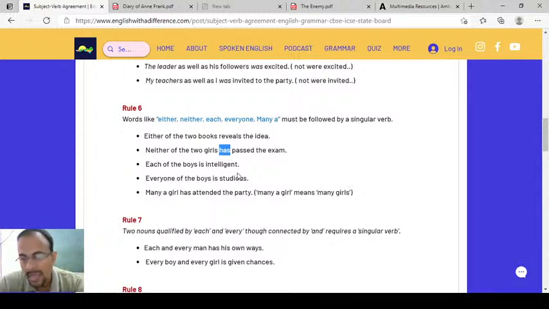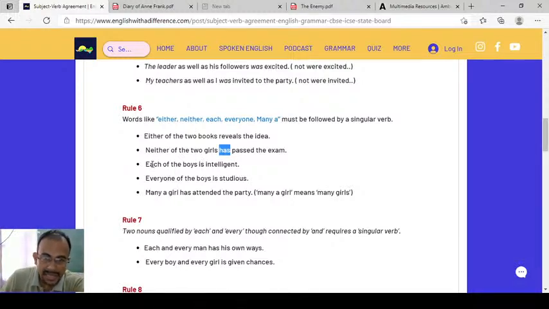Understood? And if you split it, if you scan the meaning of the sentence also, you'll see that when I say neither of the two girls, it means neither this nor that. I'm not talking about both the girls together, I'm talking about none of them. So neither is always singular, that is why it is a singular verb.